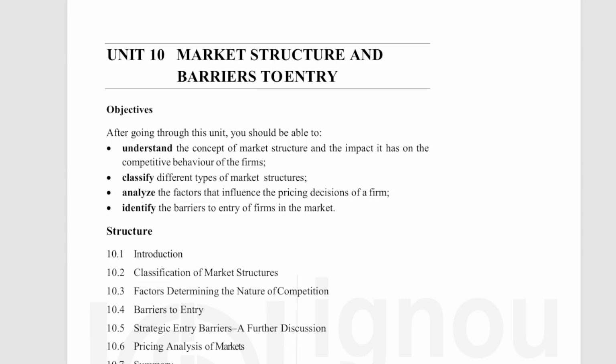In today's session, we will start with Unit 10 of MMPC 010. So we discussed till Unit 9, so please refer to the previous videos. And today's section is market structure and barriers to entry.